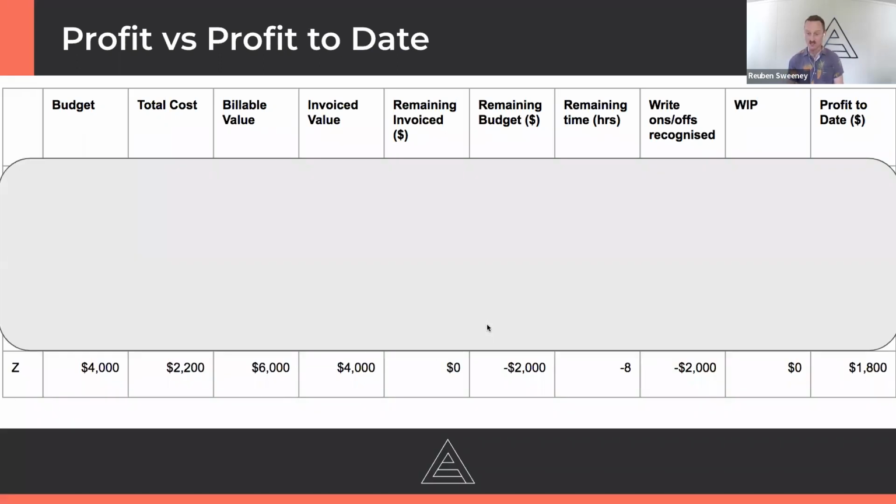Let's look at now this job is finished. So $4,000 total cost to date, no further time to be incurred, 2.2. Billable value of effort 6. We've invoiced 4, which was our budget. Nothing further to be invoiced. Our remaining budget is we're $2,000 over, 8 hours over in time. We had to write off $2,000 because our WIP has to become 0. We had also already recognized 500, and our profit to date on this job was $1,800. That is my money. That is my profit on that job. So I can reliably say that's how that job performed.